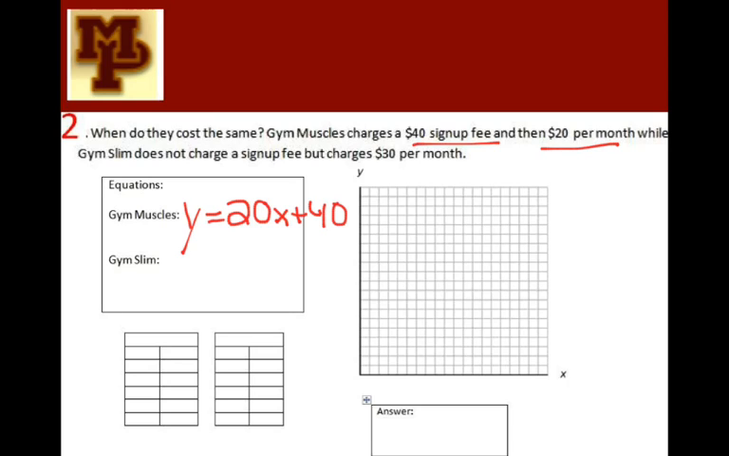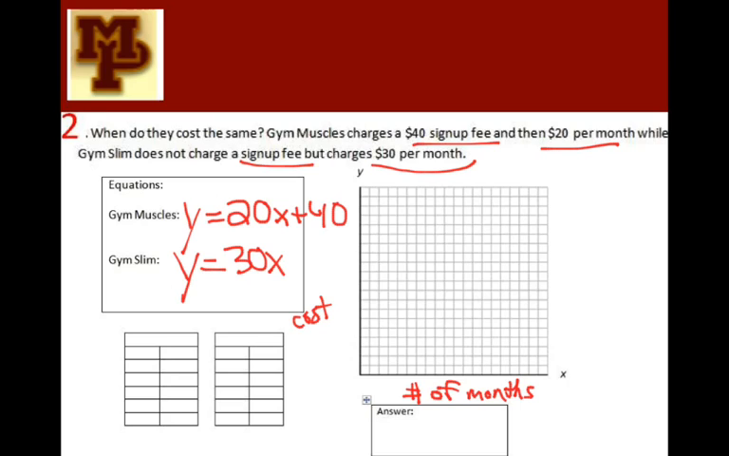And then the other one, Gym Slim, doesn't have a sign-up fee, but they charge $30 a month. So that would be $30 a month, and then plus no sign-up fee, so it would be plus 0, or we just wouldn't write it. And then we'd want to graph these. So on the x-axis, this would be the number of months, and on the y-axis, that would be the cost.